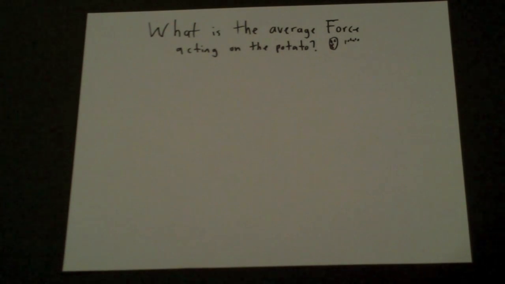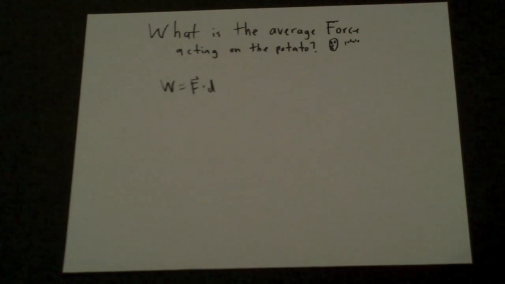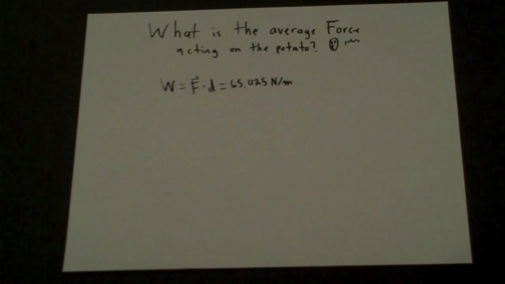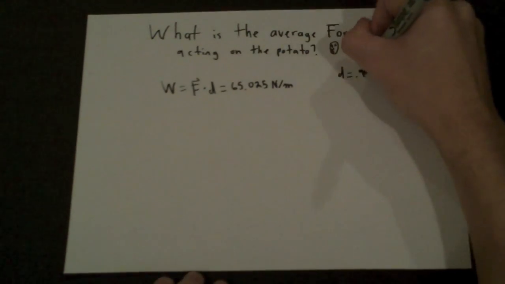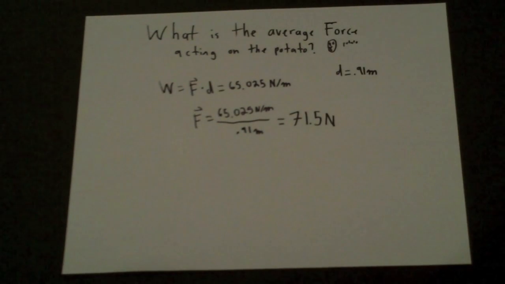Now that we know the work done on the potato, we can find the average force acting on the potato. We already know that work is a force applied over a distance. We also know that there is 65.025 Newton meters of work done on the potato. We also know what the distance is. The distance is the length of the barrel, which is 91 centimeters. Now we can solve for force. And we find that, on average, 71.5 newtons of force are acting on the potato.